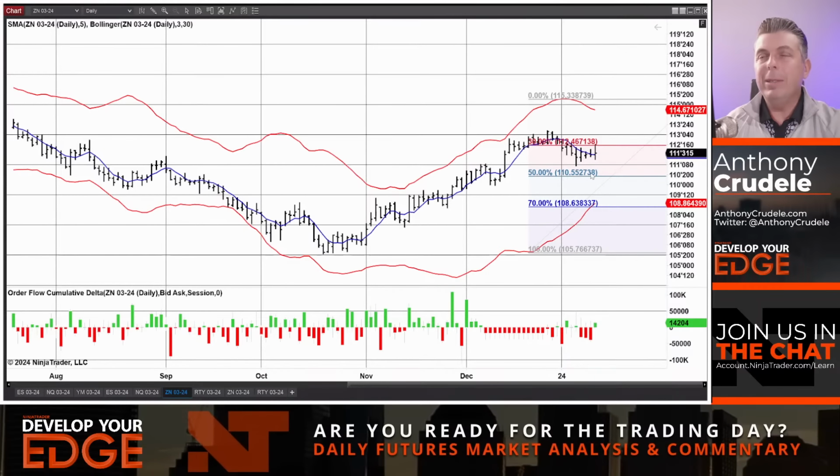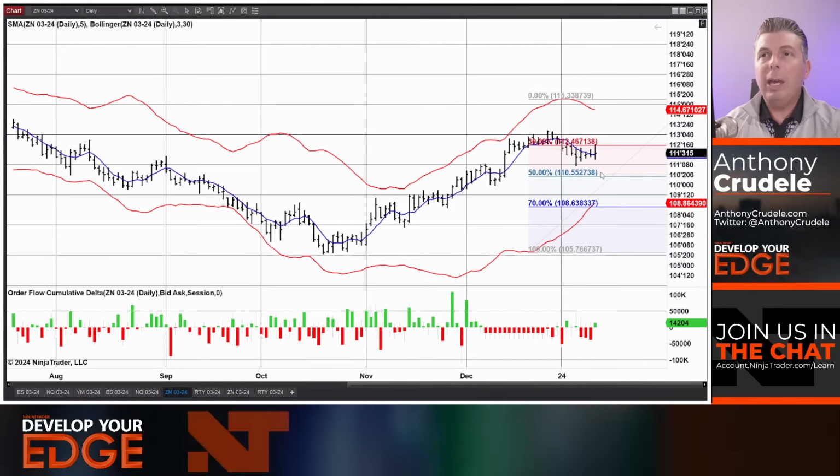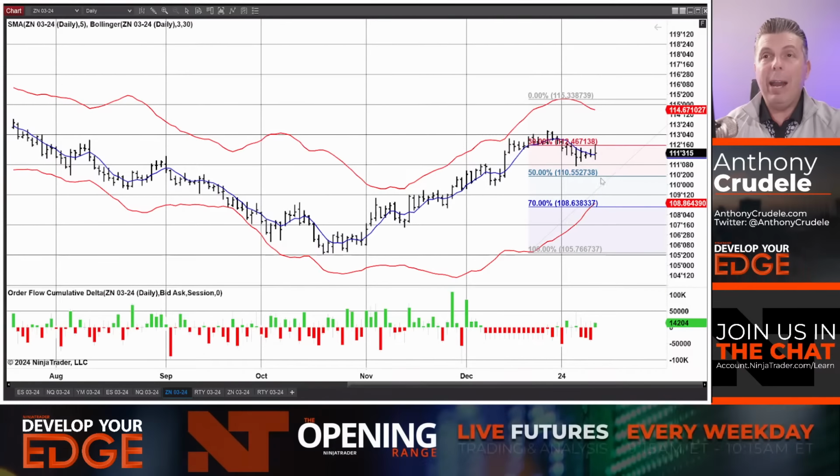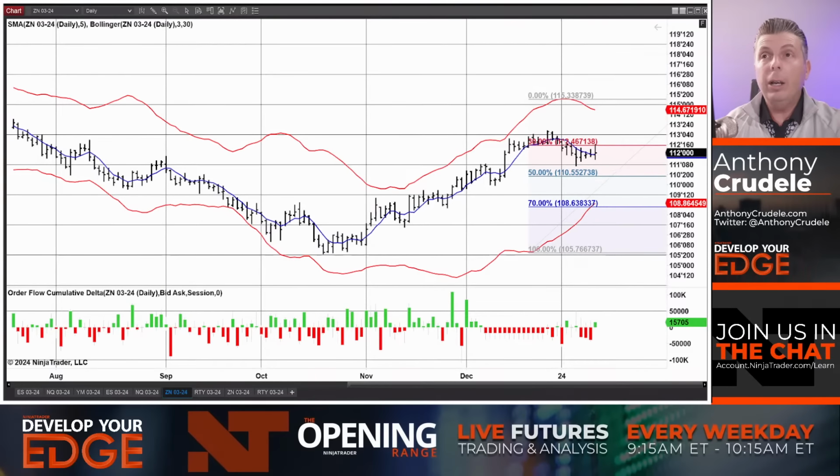110.25. I know that the fib is not showing the right number there, but that's what it comes in at. So I'm really looking for us to potentially pull back in that area. That, to me, would be a completed mean reversion move in 10-year. So we're staying below these areas, and we see a CPI number where the market came out and sold off.